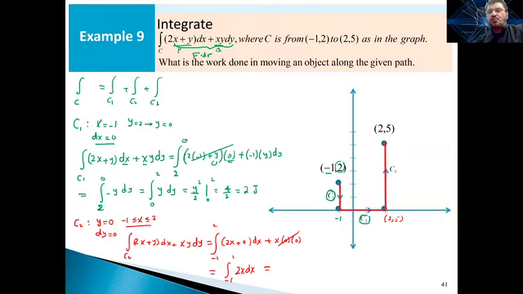And we know that the 2 goes out. The integration of x is x squared over 2. So the answer is x squared from -1 to 2. The 2 goes with the 2, and you're left with x squared.